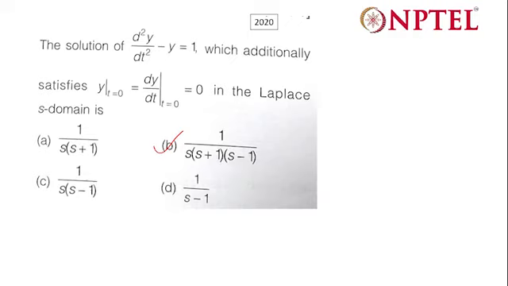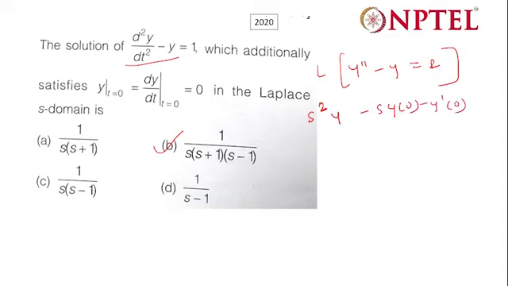Please solve now. Okay. So you can write this as y double dash minus y is equal to 1. Firstly, what we are doing, we are taking the Laplace transform on both sides. Then you can write the Laplace transform of y double dash as s square Y minus s y(0) minus y dash(0), and the Laplace transform of y is equal to the Laplace transform of 1, which is 1 by s. Then taking Y common, it will be s square minus 1.